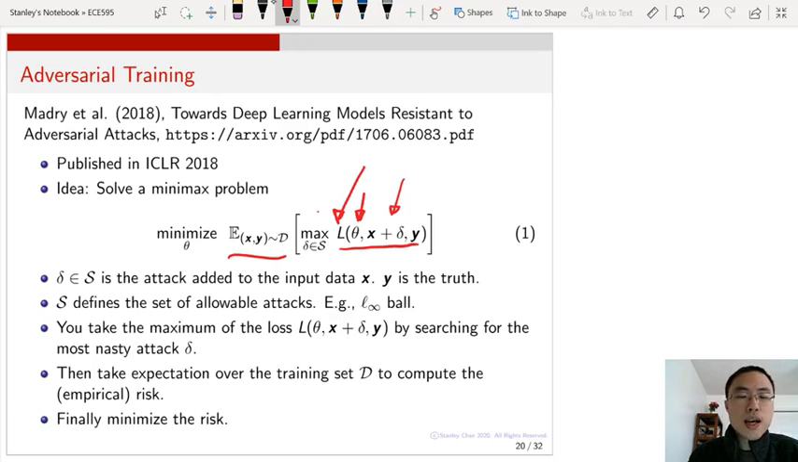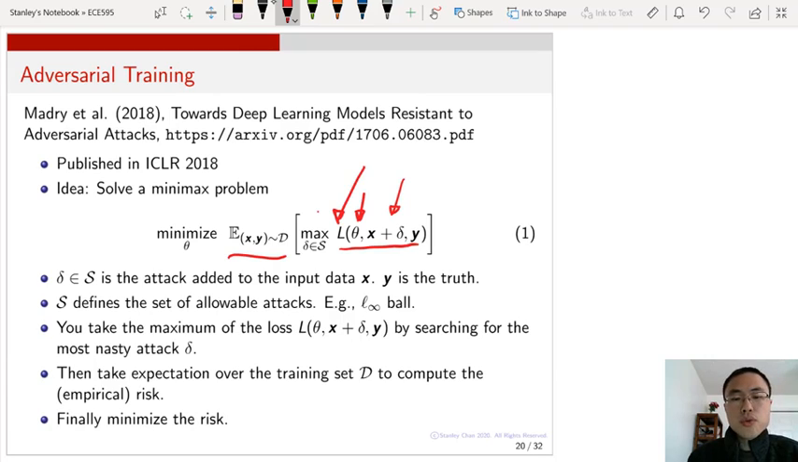So in other words, I really want to minimize the worst case scenario for the attack. Now, how are you going to minimize this problem? This is an extremely hard problem to minimize. Typically, what you can do is to solve an iterative minimization procedure.